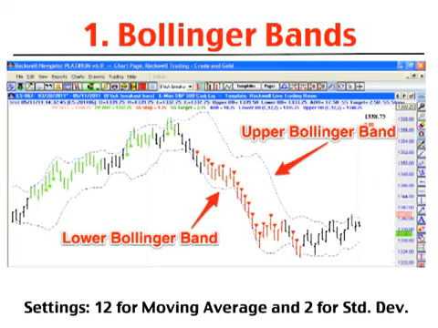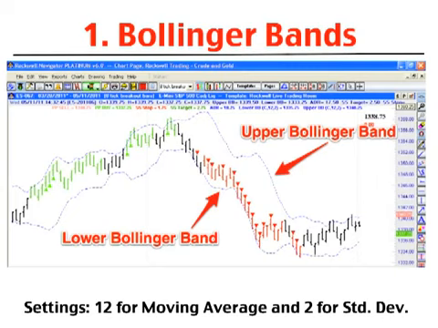It's a center line, which is a simple moving average, and then two standard deviations, one above the center line and one below the center line. And these deviations are called the upper and lower Bollinger Band. In my trading, I don't use the center line, therefore you won't see it on my charts because I like to keep it simple.